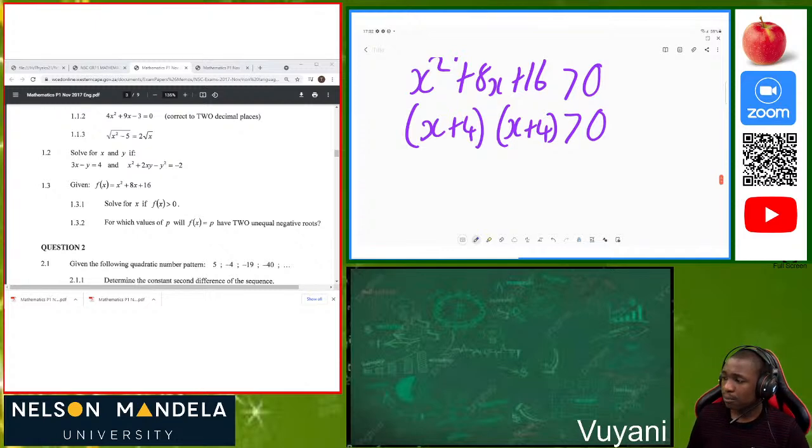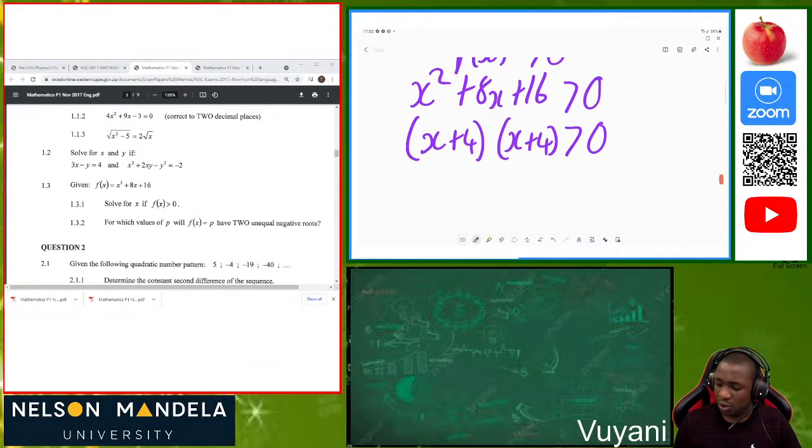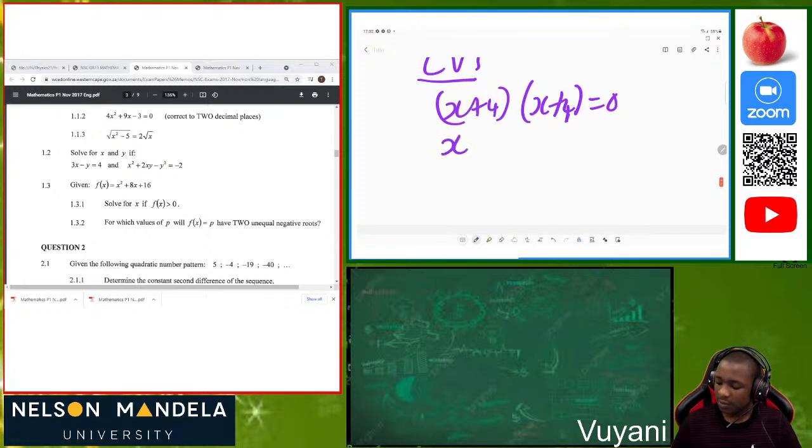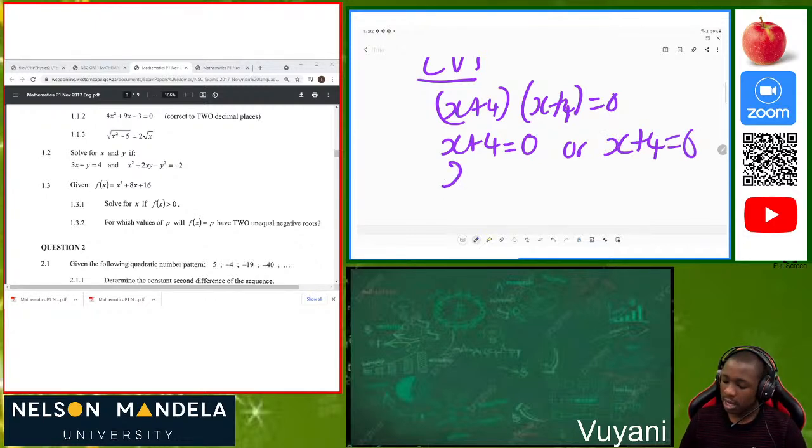We are not done, we said that earlier. We must be able to finalize our question so that we can have a correct answer. In this case, you can even say critical values. The critical values will be x plus 4 and x plus 4 equal to 0. Then x plus 4 is equal to 0, or x plus 4 is equal to 0. Then x will be equal to negative 4, or x will be equal to negative 4.